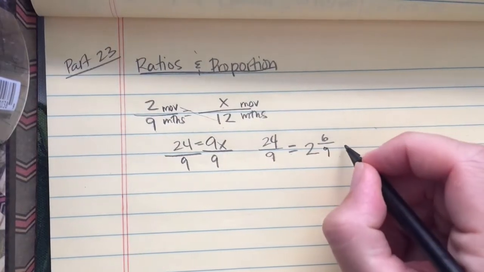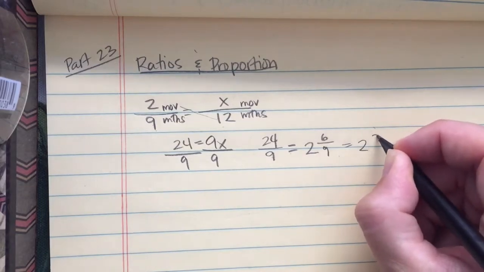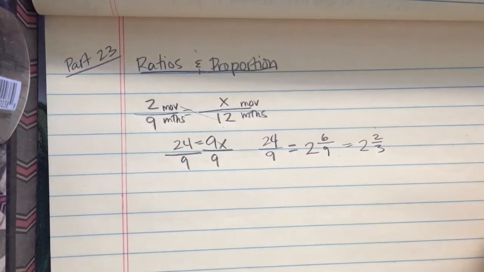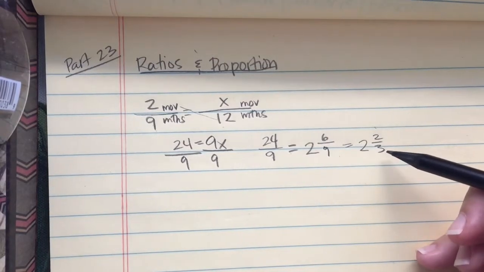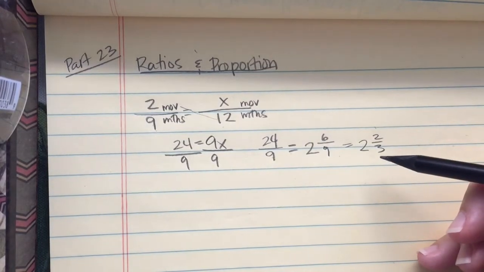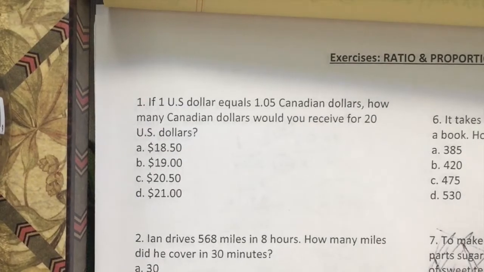And this fraction could also be reduced. It would become 2 and 2/3. So to keep proportion, I've only seen 2 and 2/3 movies in 12 months. All right, let's do some more word problem practice.